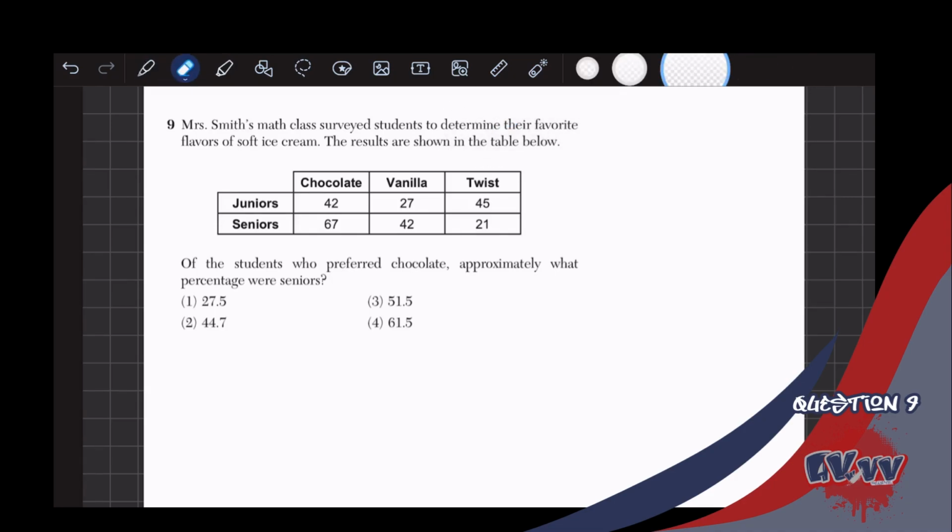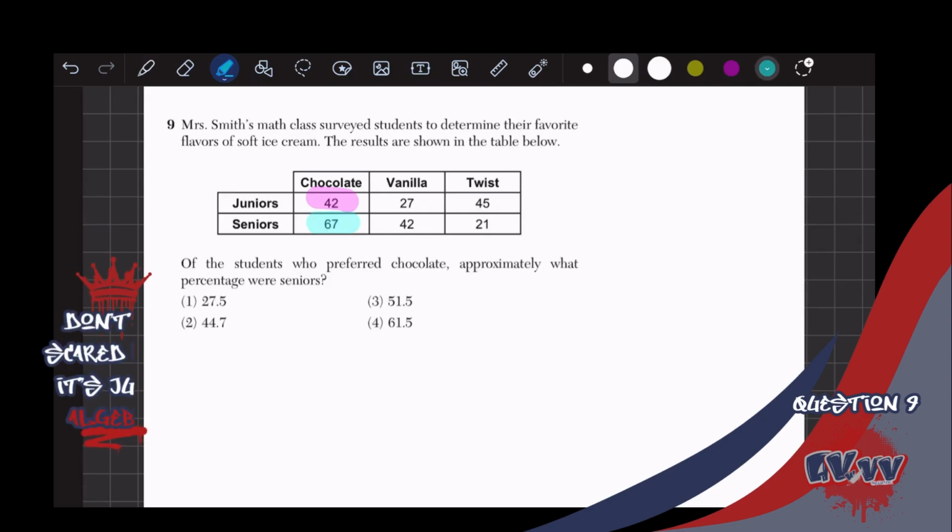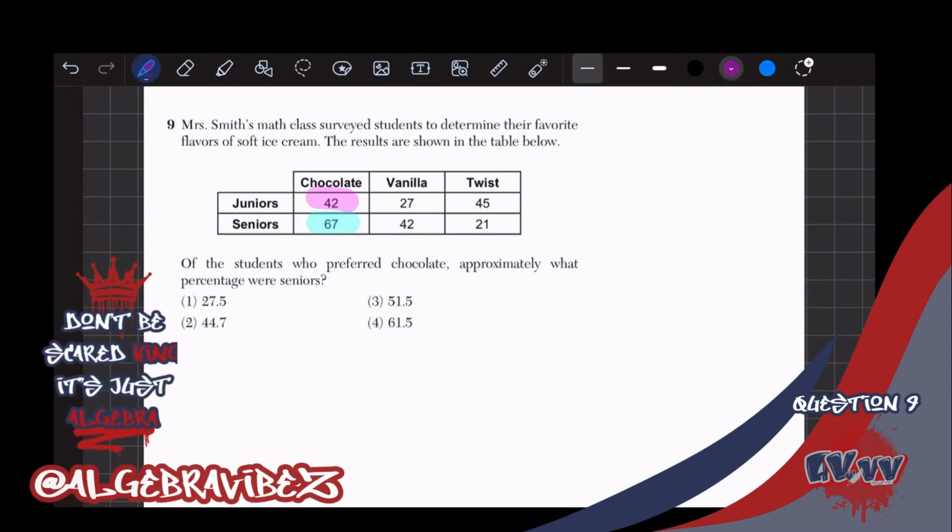So the first thing we're going to do is highlight some information. Before we even get into it, I want to highlight in purple the juniors under the chocolate category, as well as the seniors in the chocolate category. So I'm going to read this real quick. Mrs. Smith's math class surveys students to determine their favorite flavors of soft ice cream. The results are shown in the table below. Of the students who preferred chocolate, approximately what percentage were seniors?